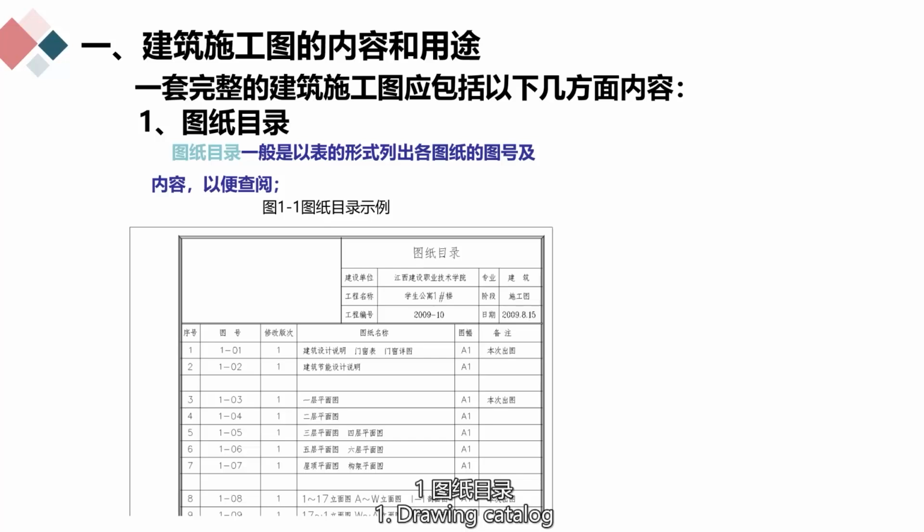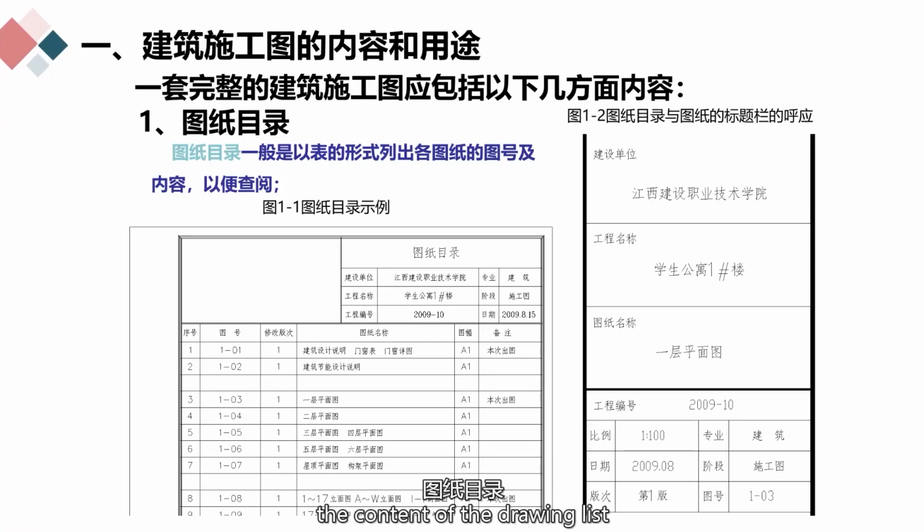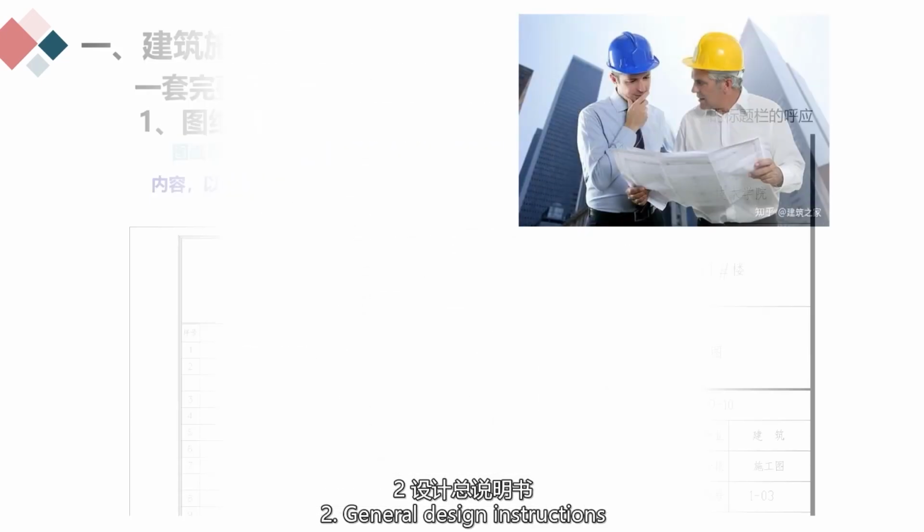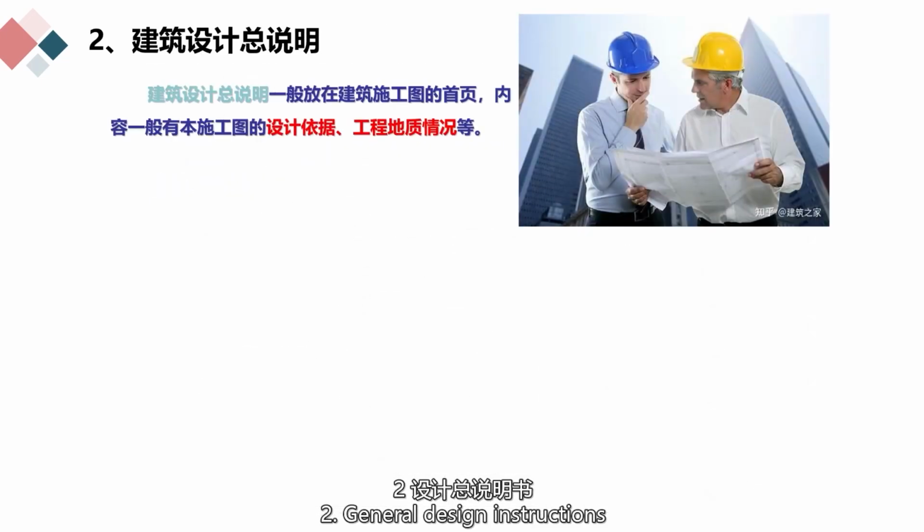First, drawing catalog. As shown in the figure, the drawing catalog is generally listed in the form of a table showing the drawing number and its content for the purpose of easy reference. As shown in the figure, the content of the drawing list should correspond to that of the title block of the drawing. Second, general design instructions.